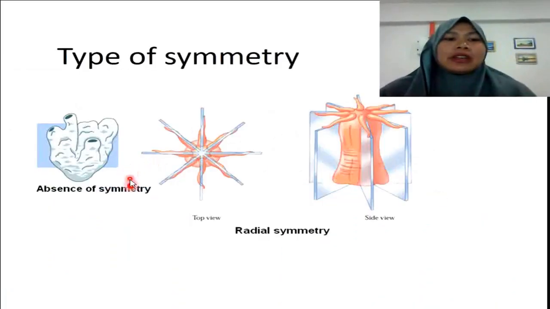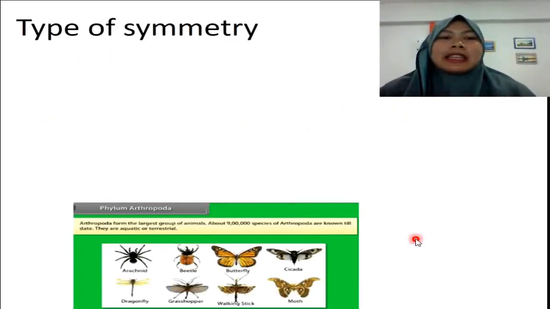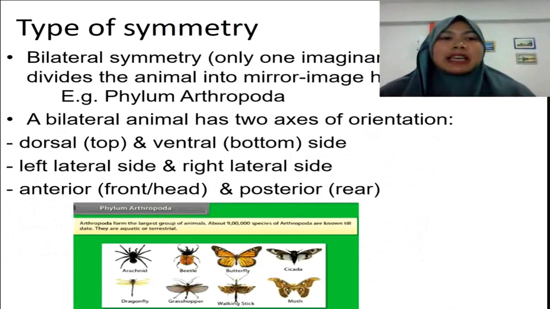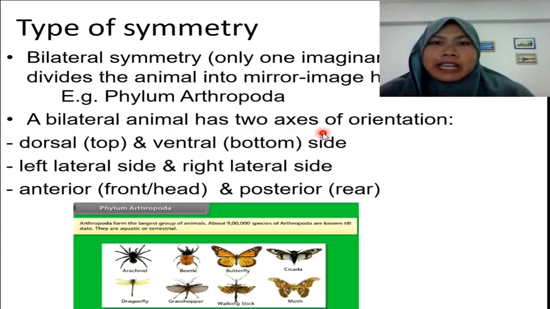So this is a type of symmetry that I showed you just now. And then the third type of symmetry is bilateral symmetry. Bilateral symmetry means an animal that has only one imaginary line that divides the animal into mirror images. For example, those animals in the phylum Arthropoda, as you can see here: the spiders, the beetle, and whatnot. A bilateral animal has two axes of orientation.